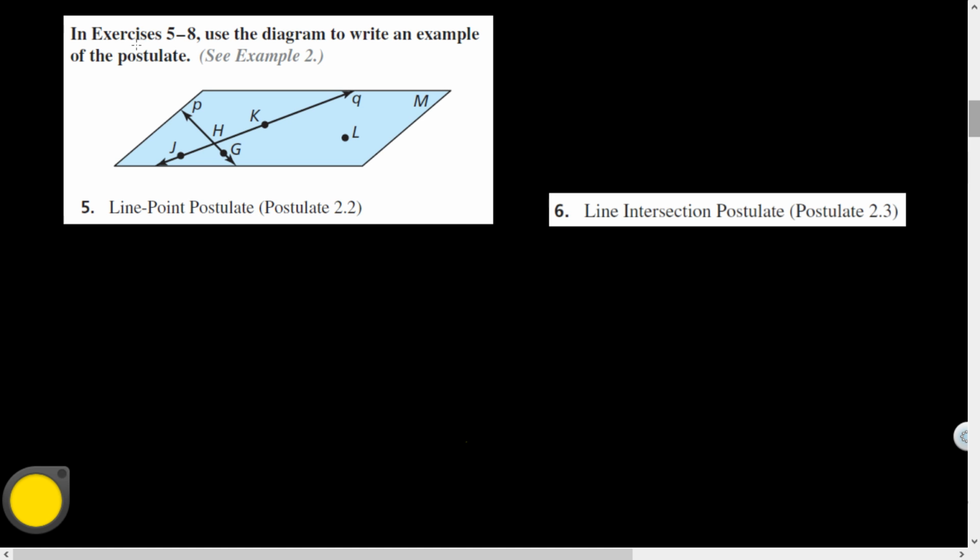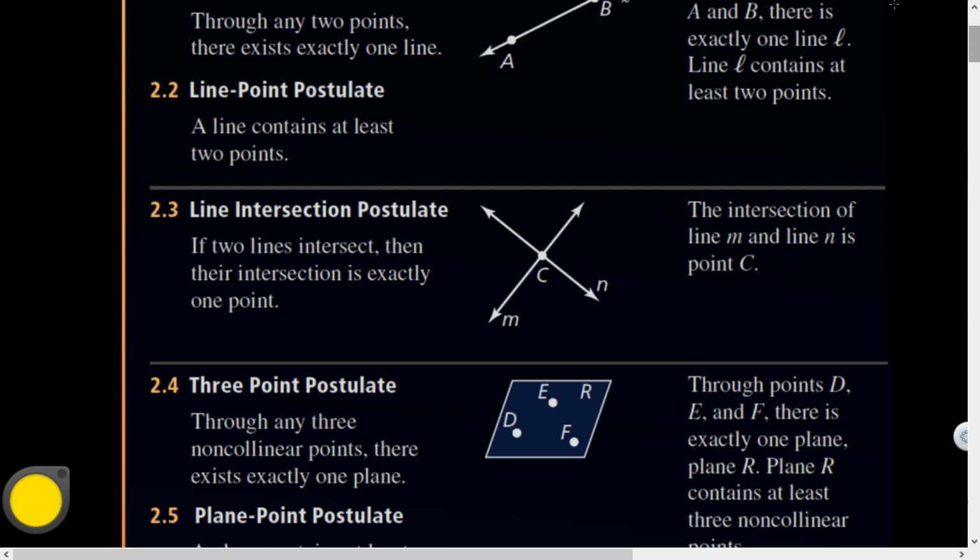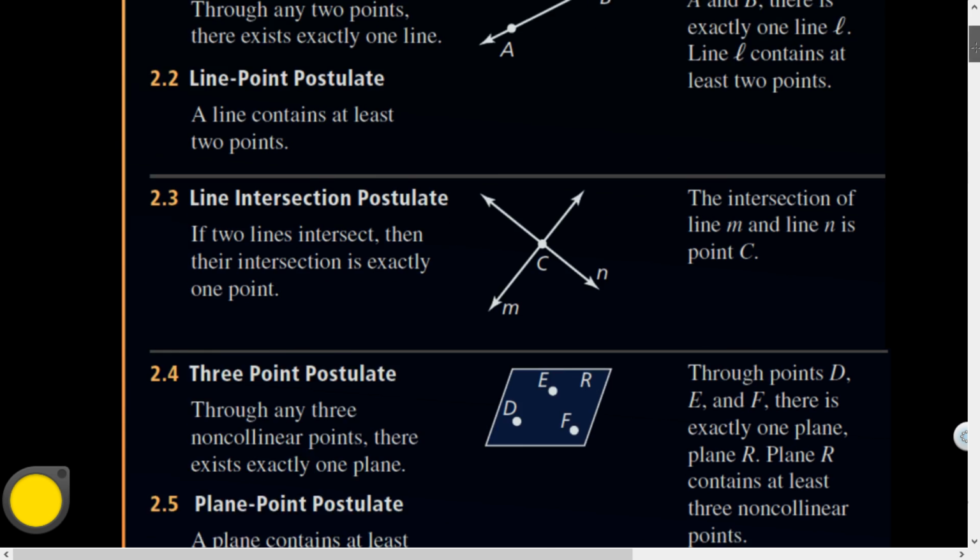So here we go. It says, use the diagram to write an example of the postulate. See example 2. Hey, wow, good pro tip. Hints right there. The line point postulate, Postulate 2.2. Okay, let's see. I'm going to reference that because I might not remember what that is. So the line point postulate claims that a line contains at least 2 points.